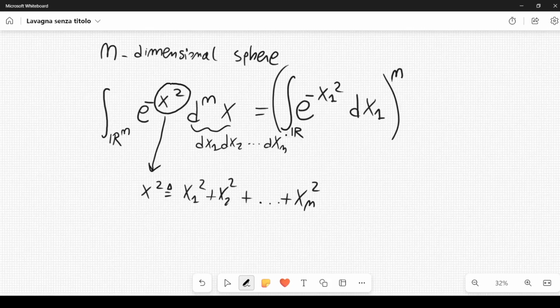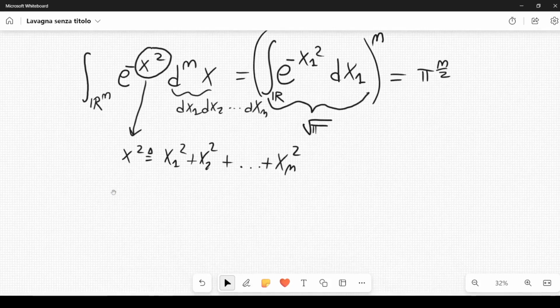And by means of multivariable calculus, this integral can be evaluated. There is a trick to do so. I'm not going to do it here, but this integral is just the square root of pi. So the result of this integration is pi to the power n over 2. However, there is also another way of computing such an integral. In particular, let me rewrite it.